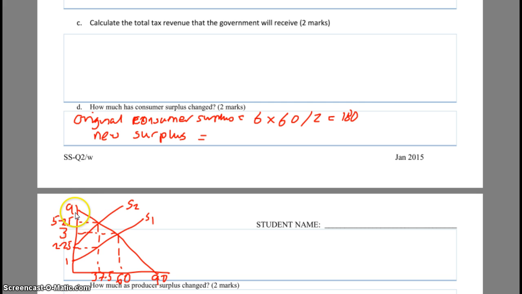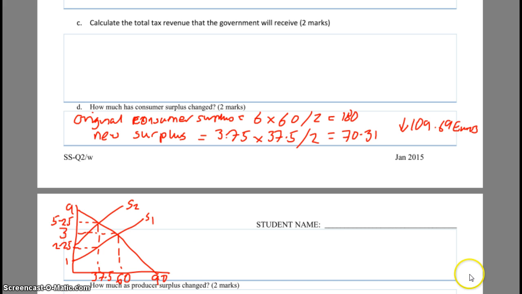So the difference between 5.25 and 9 is 3.75. 3.75 times the new equilibrium quantity of 37.5, and then divide by 2, and that gives us 70.31. We just work out the difference, which is roughly, so it goes down by 109.69 euros. Okay, so that's how we work out that one.